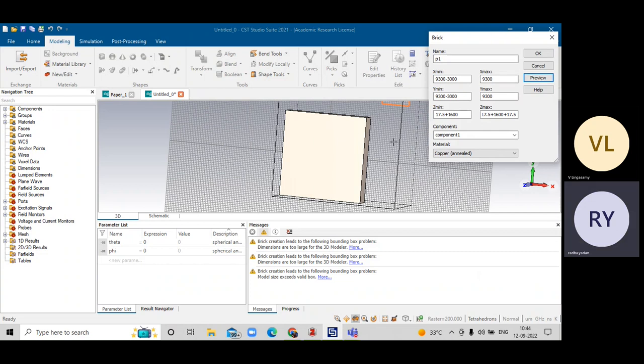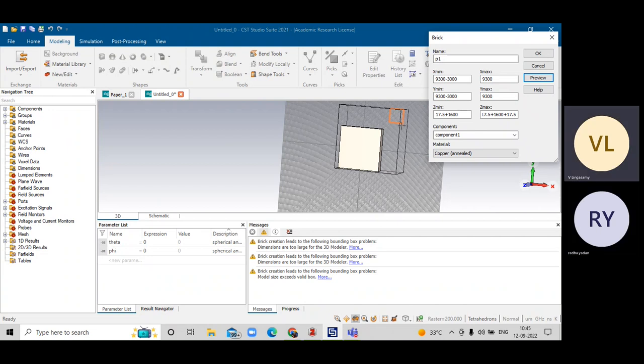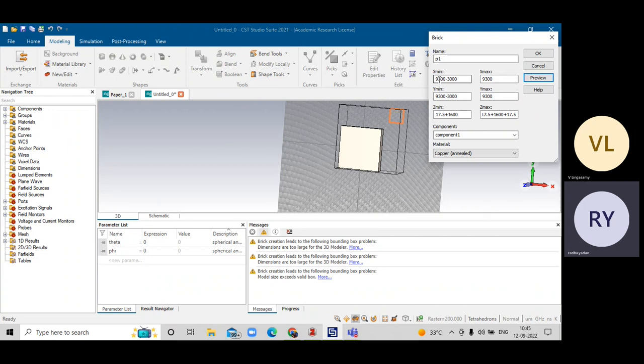Well, I think the patch is there beyond this boundary condition, actually. Can you see? How come? Then what is the unit cell size you have given? 9300? Yes, sir. 9300. Actually, we are using 9300 here, but okay.